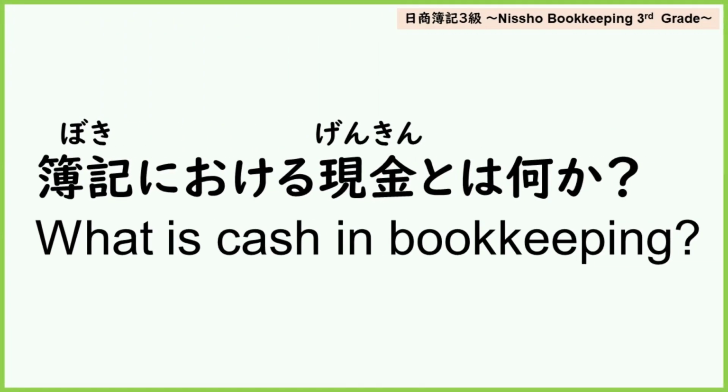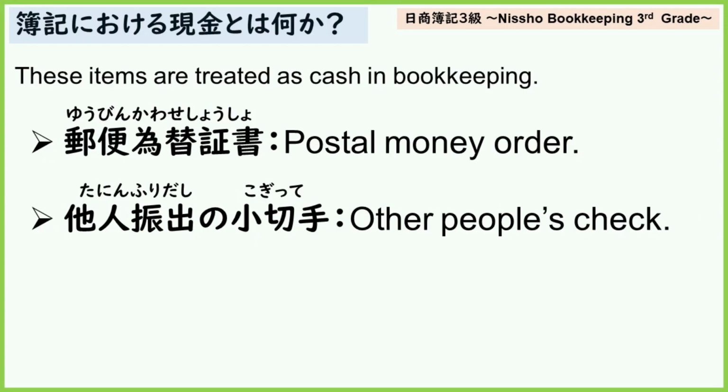The first content. What is cash in bookkeeping? In bookkeeping, items treated as cash aren't limited to physical coins and banknotes alone. For example, these items are also considered as cash in bookkeeping. Postal money order and other people's check. A postal money order is a certificate issued when transferring cash. It's issued by the postal service and functions like an exchangeable voucher for cash.